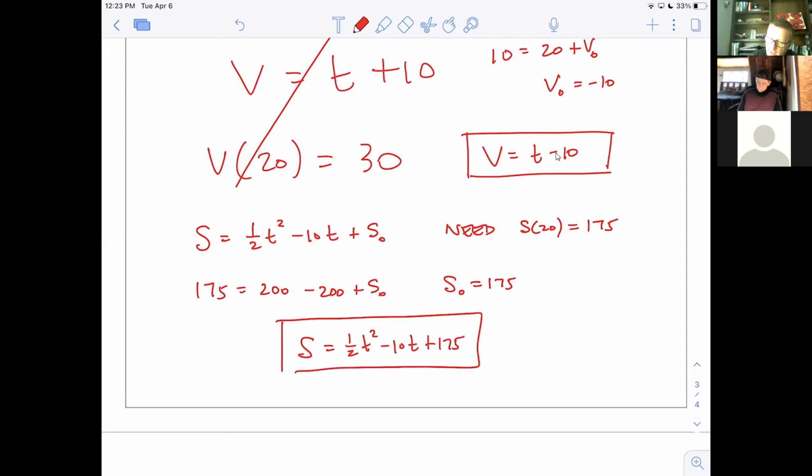And so now I can use that to figure out my final position, in other words, my position at 30. When I do that, if I don't choke, I get 325. So again, this is your final position, which is at time equals 30 seconds.